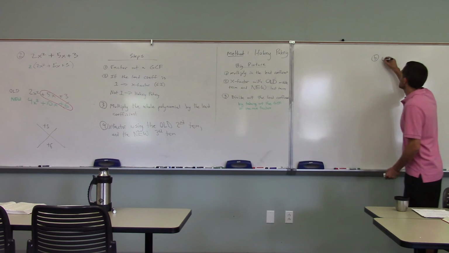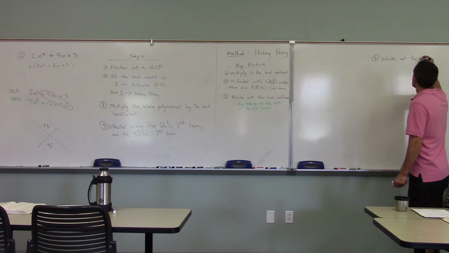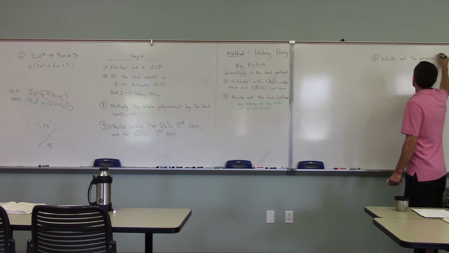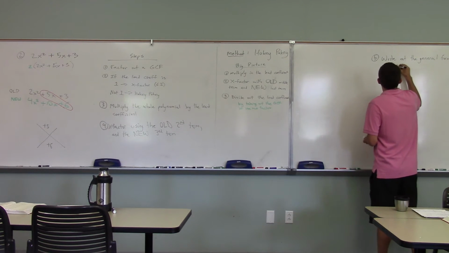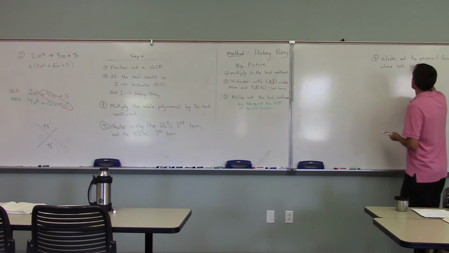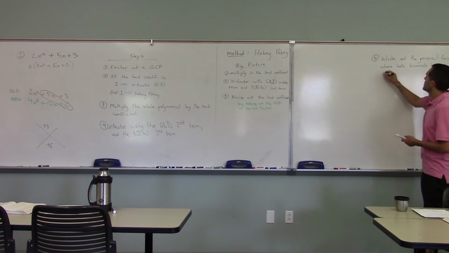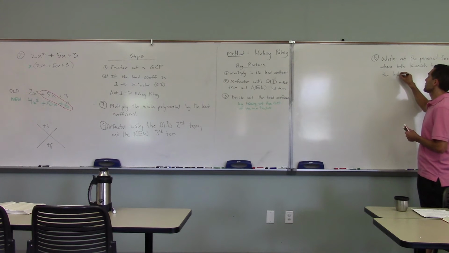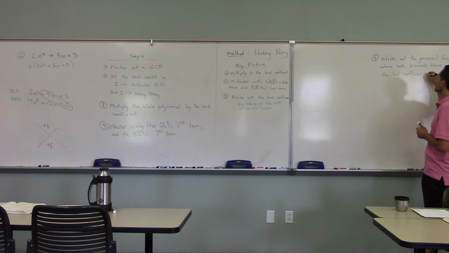What I meant to write is write out the general form. I meant this to be step 4. That was my bad. Where both binomials have the lead coefficient on their first term.